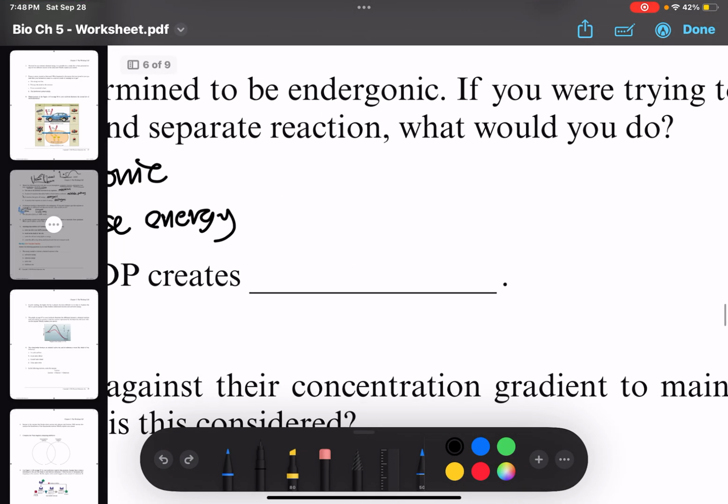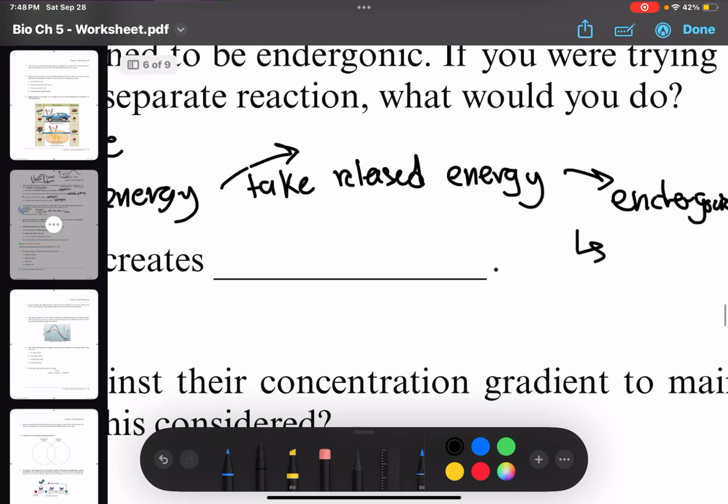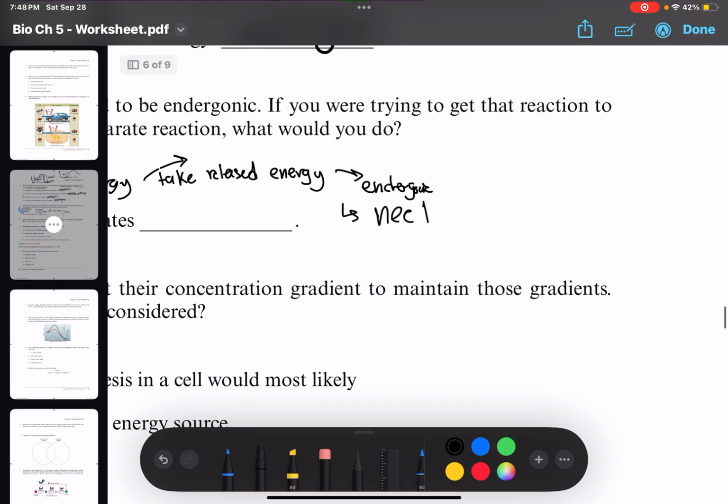All right, we would take that released energy and use it in an endergonic reaction. Because again, endergonic needs energy to occur. You can always think that exergonic and endergonic are hand in hand. Exergonic produces the energy to be used in endergonic reactions. They're always going to be hand in hand.